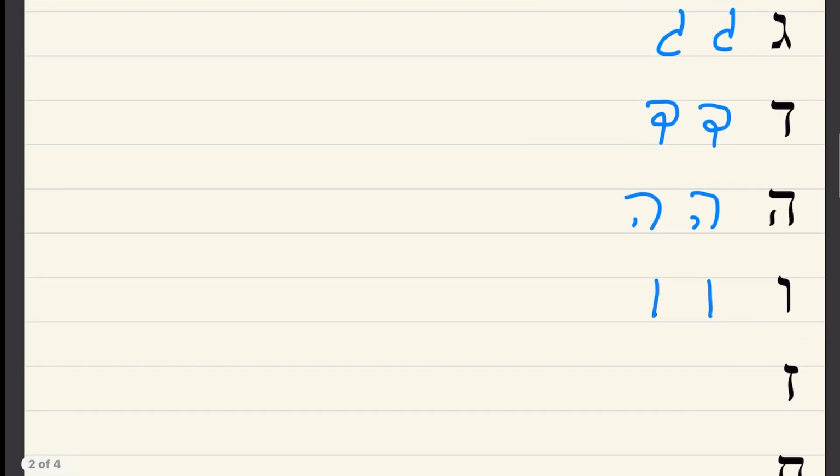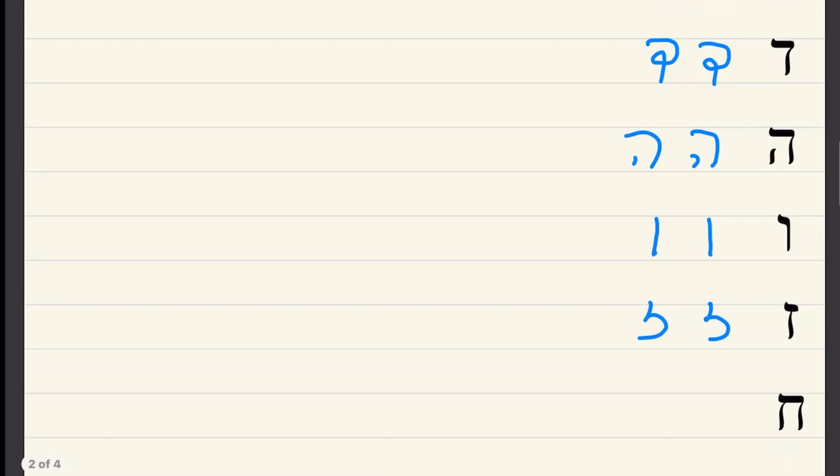The next letter is Zayin. Zayin, like the word zoo in English. And it's written like this. Now, many students have a confusion with Gimel and Zayin because they look pretty much the same, only they're on different sides. I recommend students using the word gas in Hebrew to remember which one is which. Gimel comes first in the alphabet, that's why it's first, and Zayin comes after, so it's second.